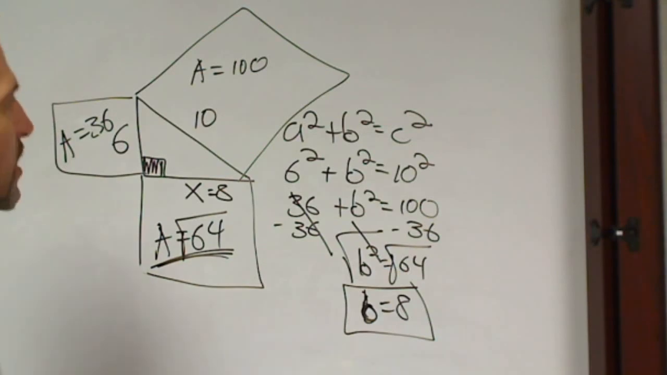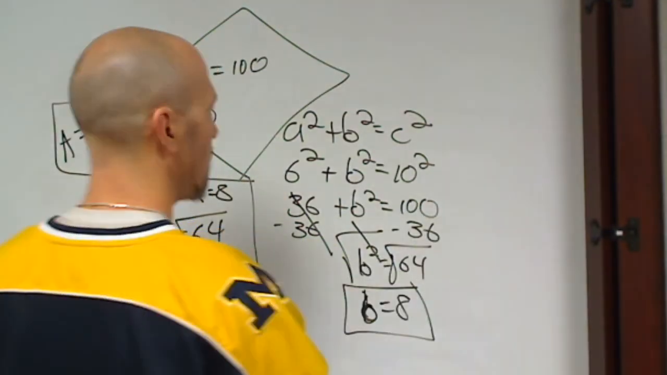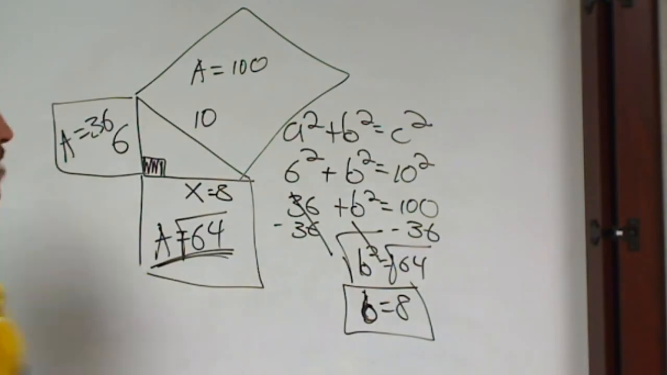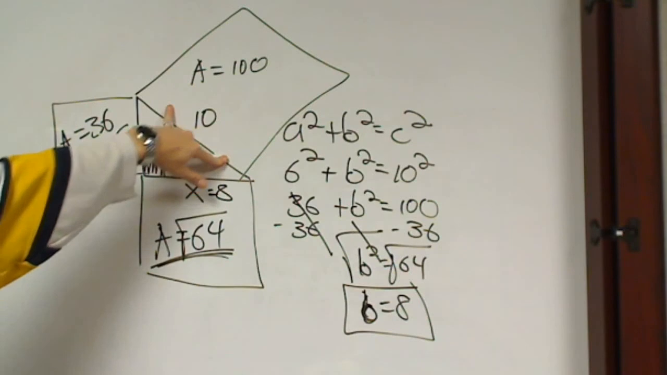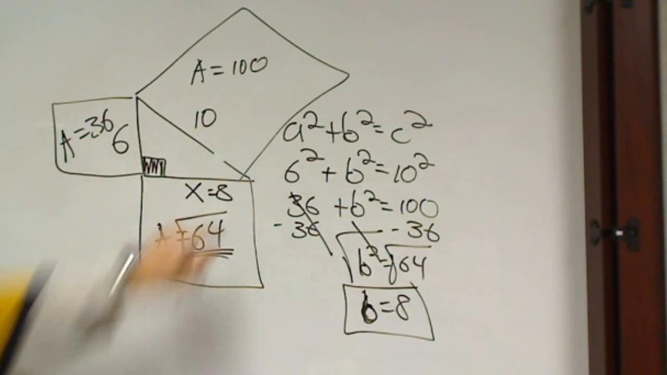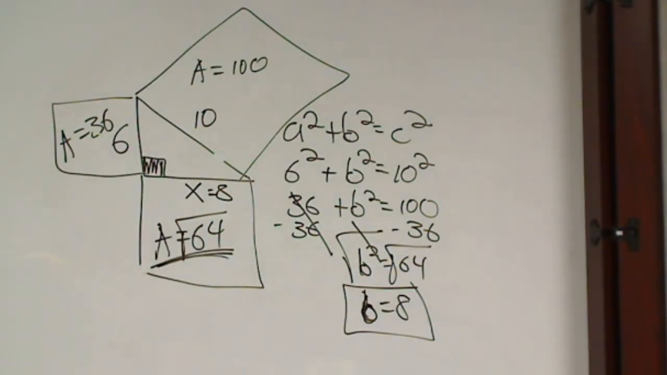So again, here's the algebra. Here's the model. The one before, we were looking for the hypotenuse, the longest side. This one, we were looking for the leg, which is one of the shorter sides. And that's the basics of how Pythagorean theorem works.